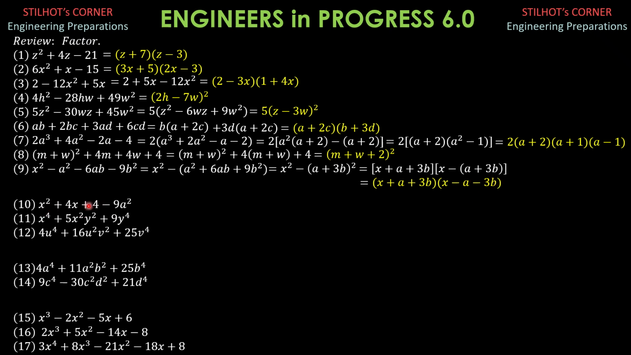The first three terms are terms of a perfect square trinomial. The last term, minus 9a squared, is a perfect square, 3a quantity squared. So this is x plus 2 quantity squared minus 3a quantity squared. So we have a difference of two squares. Factors are x plus 2 plus 3a. Then the other factor, x plus 2 minus 3a.